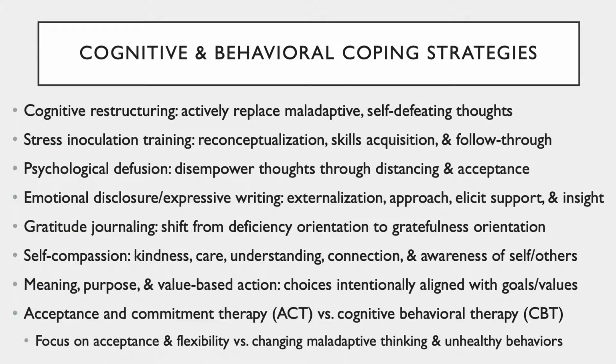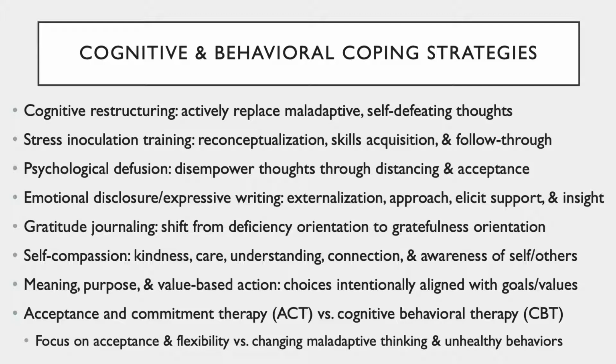Let's look at some individual approaches to coping that are aligned with the cognitive and behavioral model. Starting with cognitive restructuring that I mentioned previously. Cognitive restructuring is actively replacing maladaptive and self-defeating thoughts. It begins with recognizing these thoughts and then engaging in active replacement, really asking the person to identify another way of thinking about that thought.